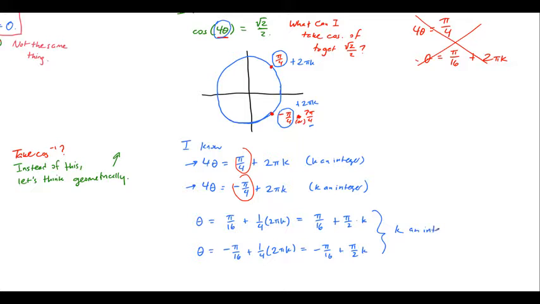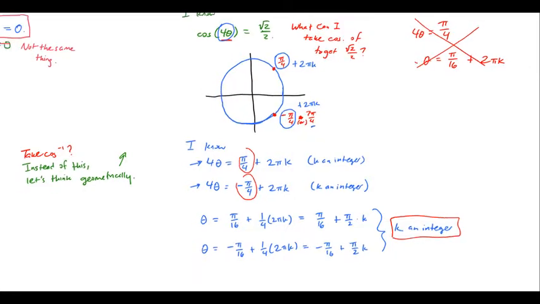And I actually do want you to write that down. K can't be just anything. It has to be an integer for any of this to make sense, because it's got to be a whole number of full rotations one way or the other. Okay, so anyway, that's the full solution to this first equation here.